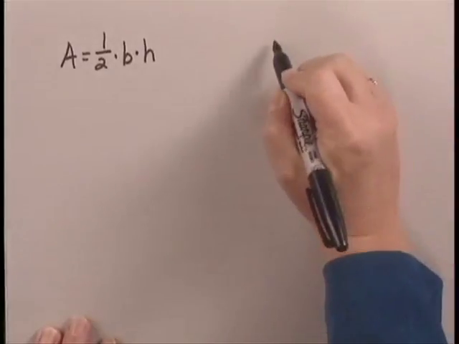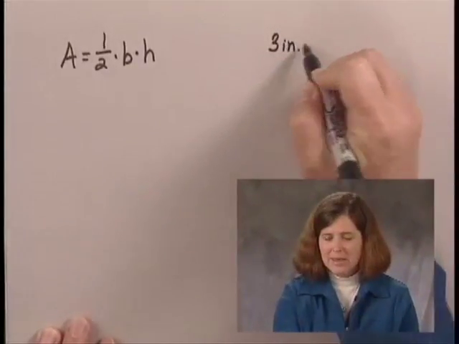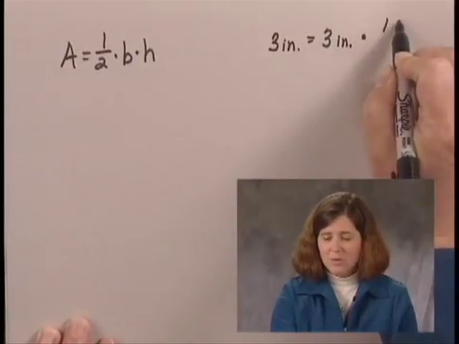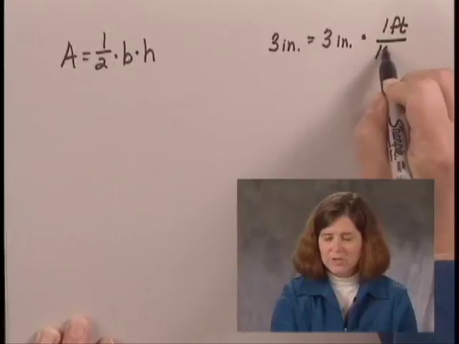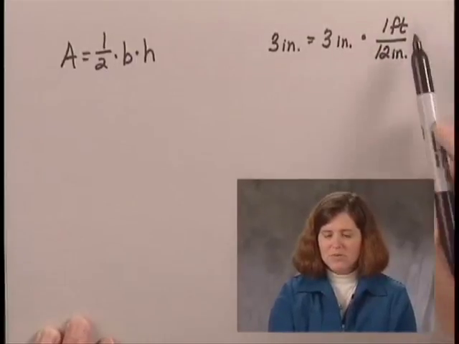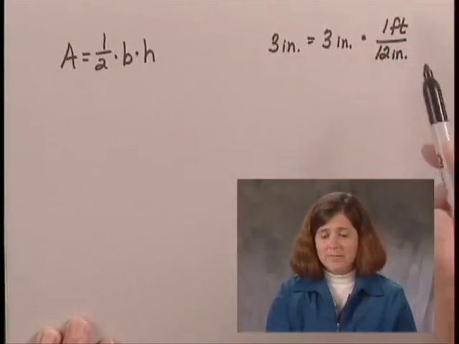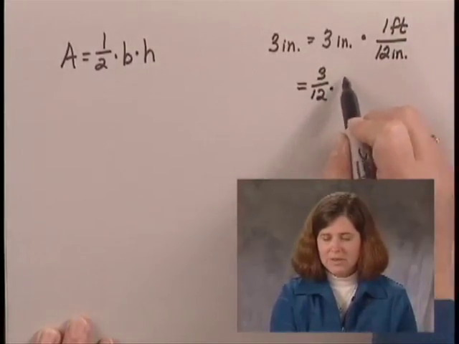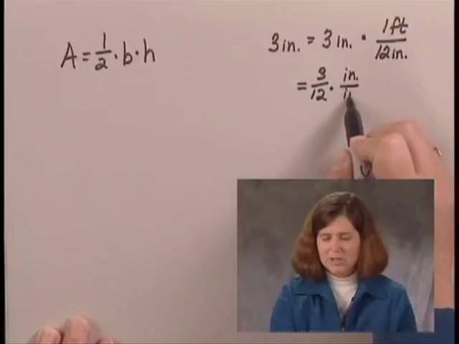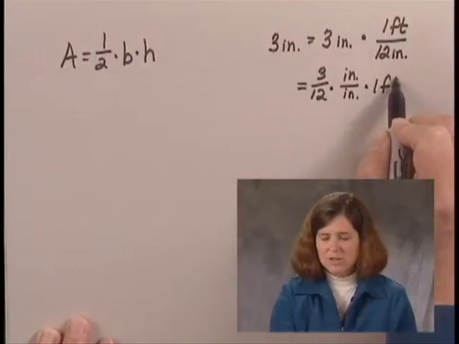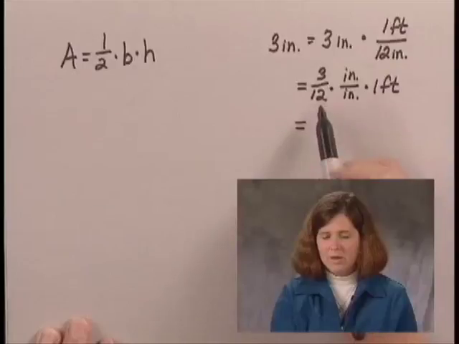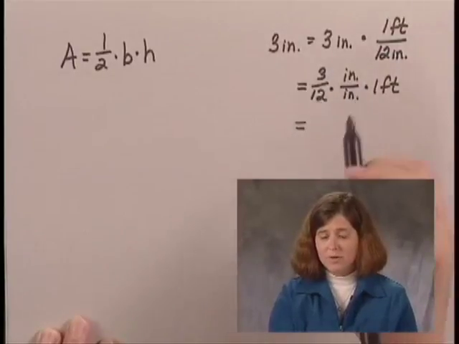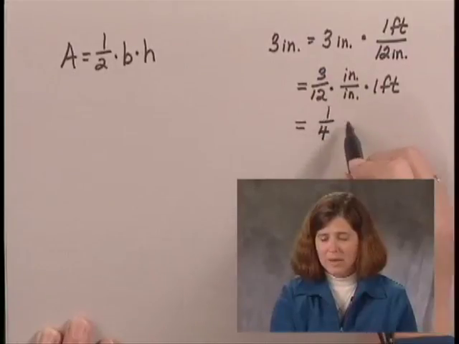So let's start. 3 inches is 3 inches times 1 foot over 12 inches. Since 1 foot equals 12 inches, this is 1. So I can write this as 3 over 12 times inches over inches times 1 foot, or inches over inches is 1, 3/12 is 1/4. This is 1/4 of a foot.